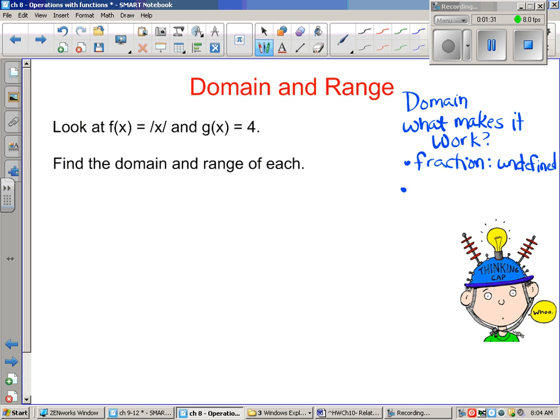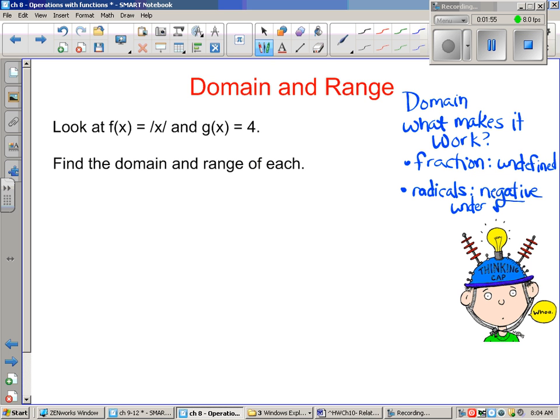If we're talking about radicals, or square roots as many might think about, what are we looking for there? What can't we have? We can't have negatives. You can't have a negative under the square root. And so therefore, you're looking for what's going to make that negative and avoid those numbers.